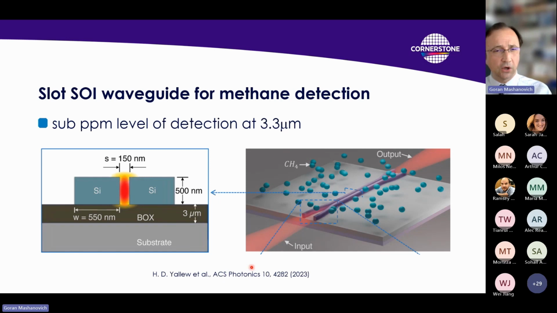Another nice example of using the 500 nanometer SOI mid-infrared platform was sub-ppm level, parts per million, detection of methane at 3.3 microns using slot waveguide. So slot waveguide has this gap between two silicon parts. In this case, it was 150 nanometers. So you can see that the light can interact a lot with methane present in the environment. And that was work reported by Jana Jágerská's group in Tromsø.